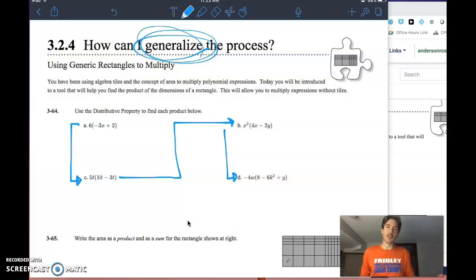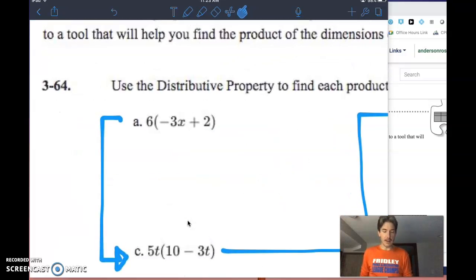We start with the distributive property. This is where we left off in our last lesson. And we've got a problem here in part A that has us doing some distributing. And this right here, I think you guys will see, is a pretty nice and manageable thing to distribute. But let's talk about how we would do this using our algebra tiles.